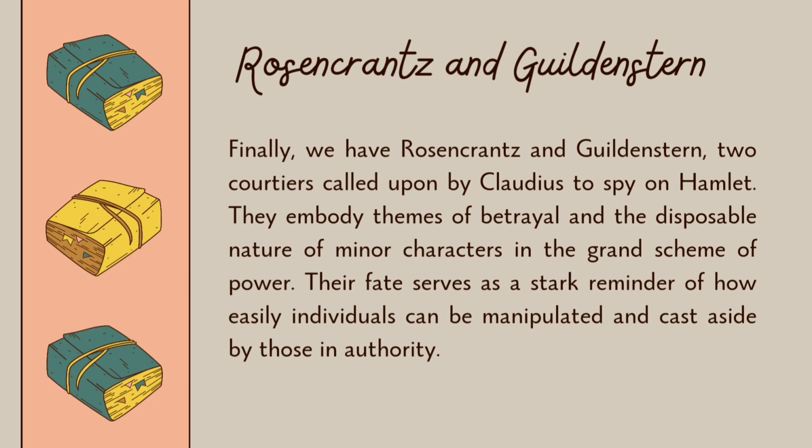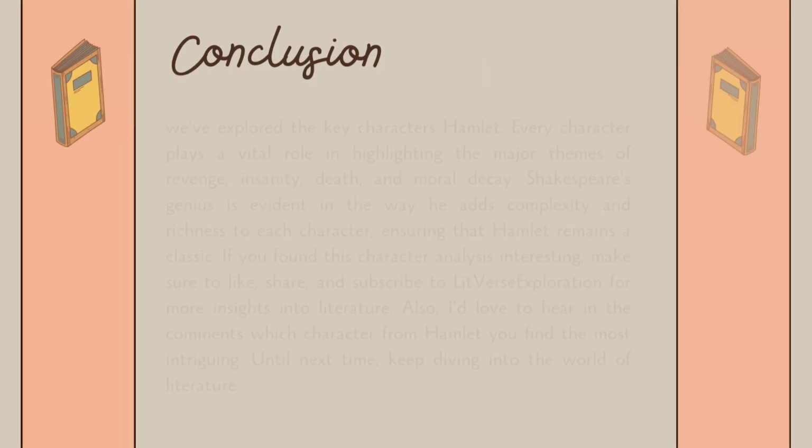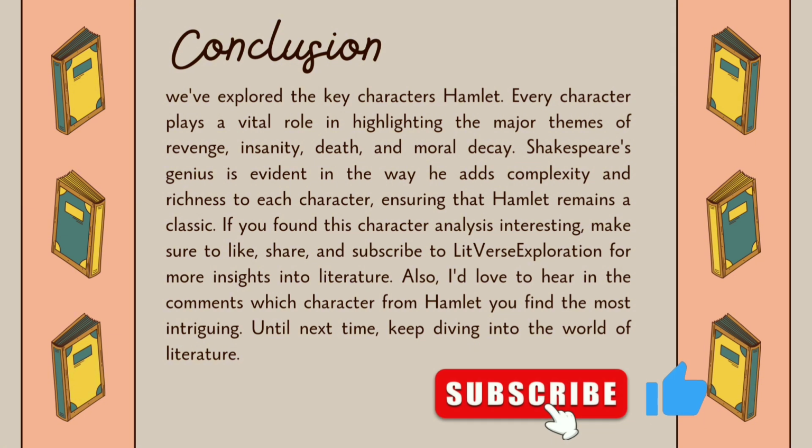Rosencrantz and Guildenstern. Finally, we have Rosencrantz and Guildenstern, two courtiers called upon by Claudius to spy on Hamlet. They embody themes of betrayal and the disposable nature of minor characters in the grand scheme of power. Their fate serves as a stark reminder of how easily individuals can be manipulated and cast aside by those in authority.